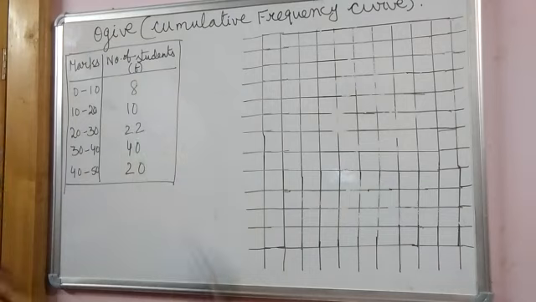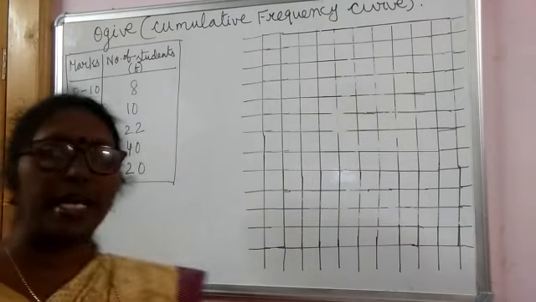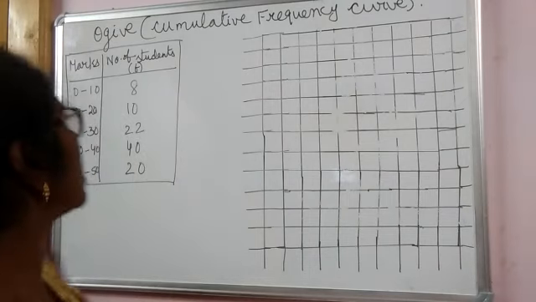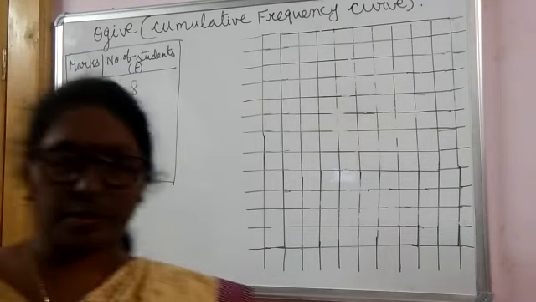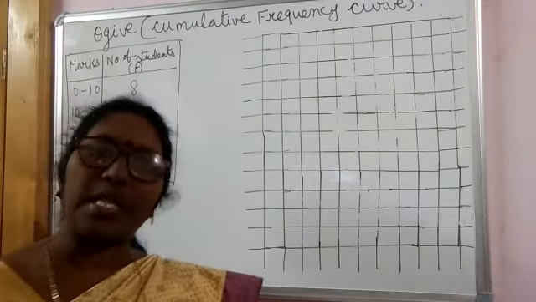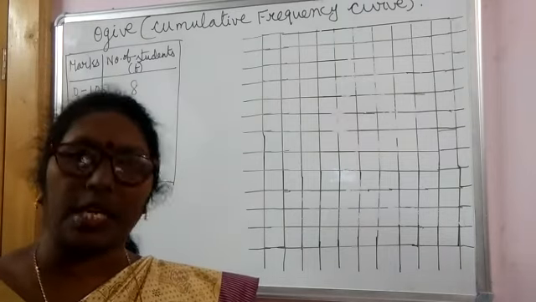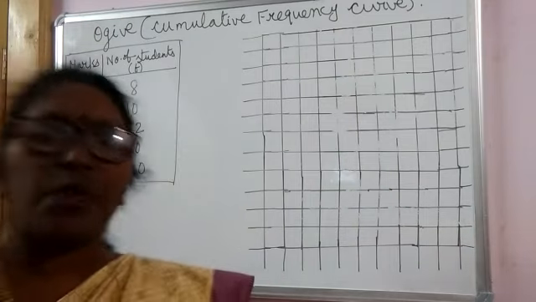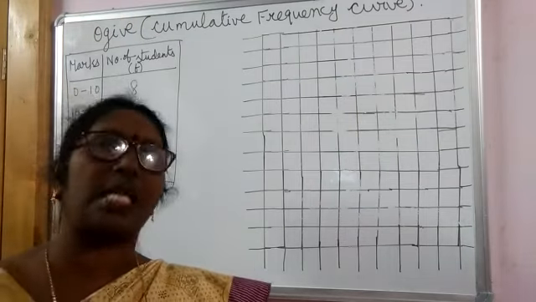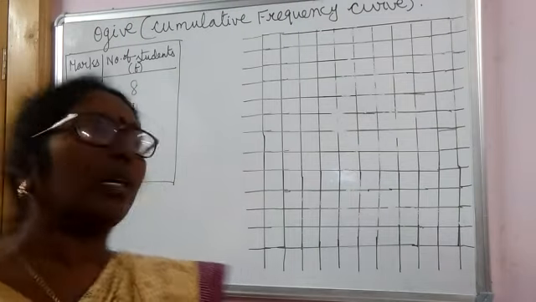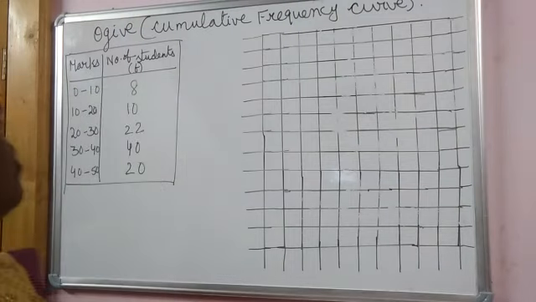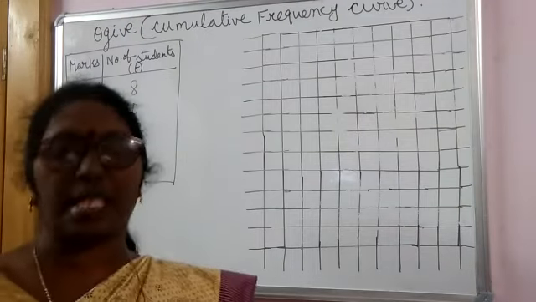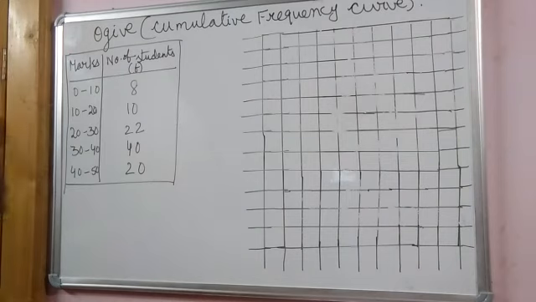In order to construct the Ogive, we need the continuous grouped frequency distribution. If the given frequency distribution is not continuous, the class intervals are not continuous, we have to convert them to continuous class intervals. Then we have to find the cumulative frequency of each class interval.